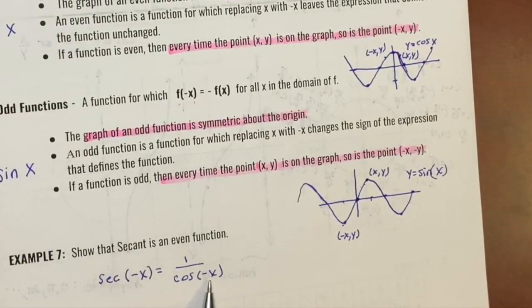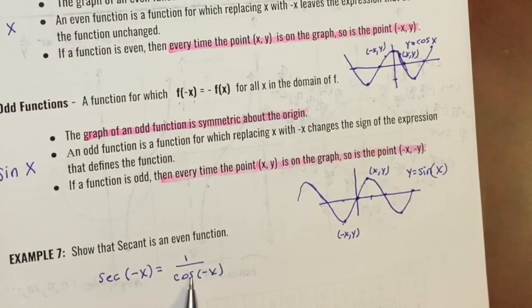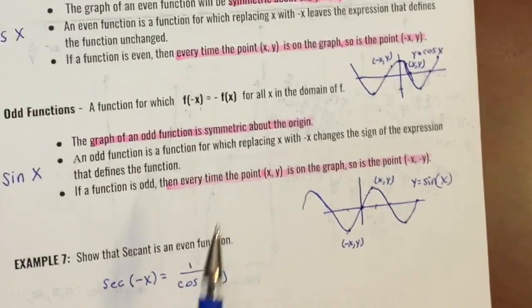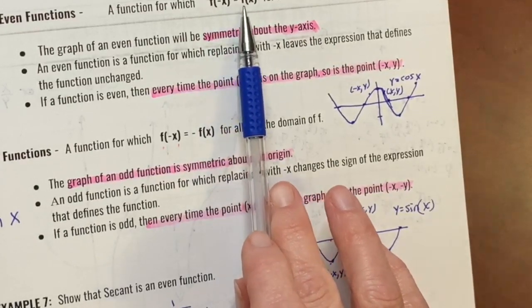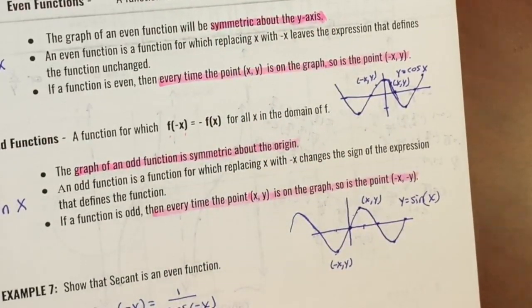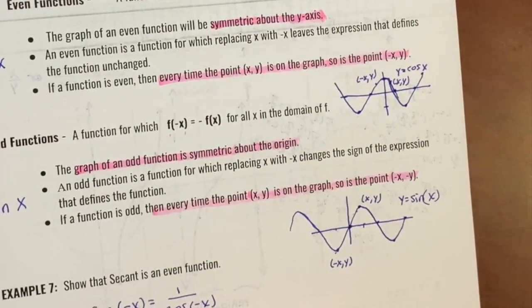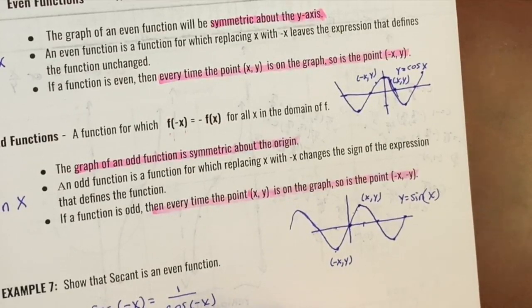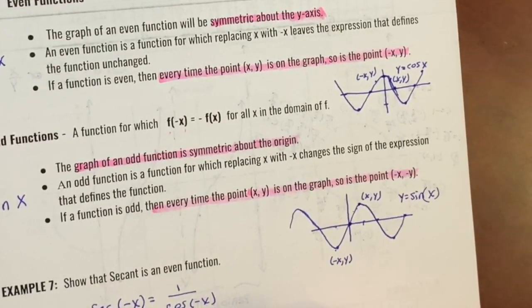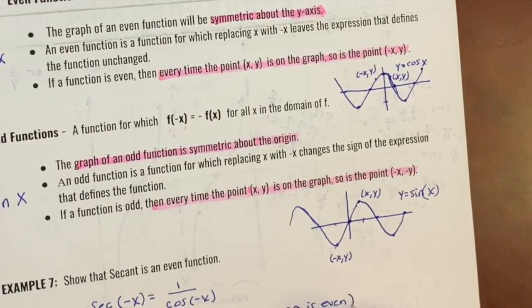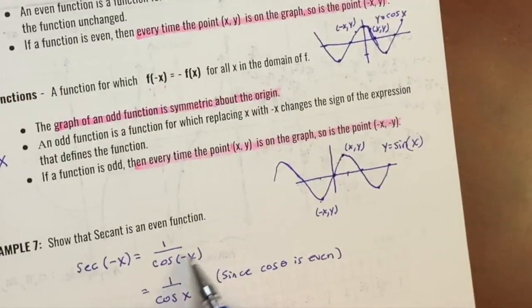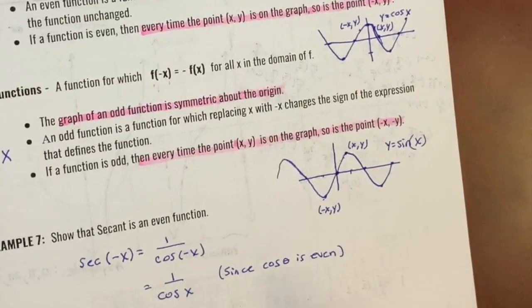Because cosine is even, it follows from the definition of an even function that cosine of negative x would be equal to cosine of x. So I'm going to say this is the same thing as the cosine of x, and my reason here is since cosine is even. By the definition of it being an even function, cosine of negative x and cosine of x are the same.